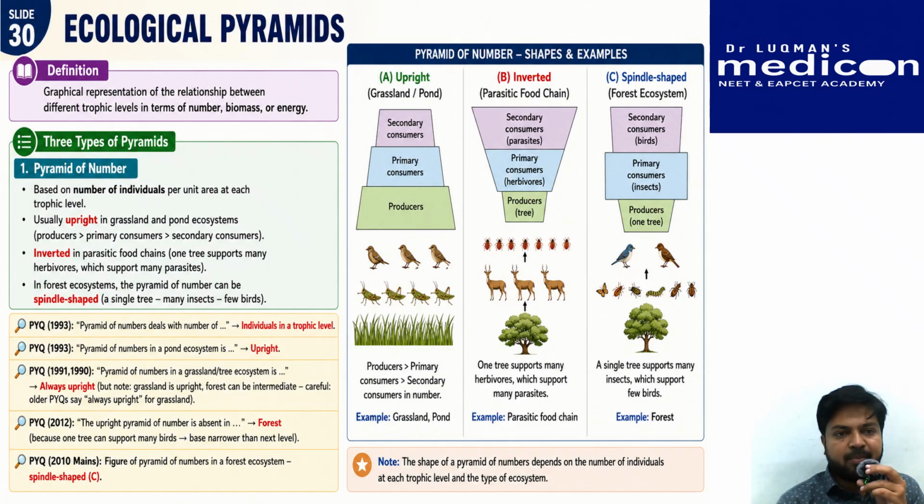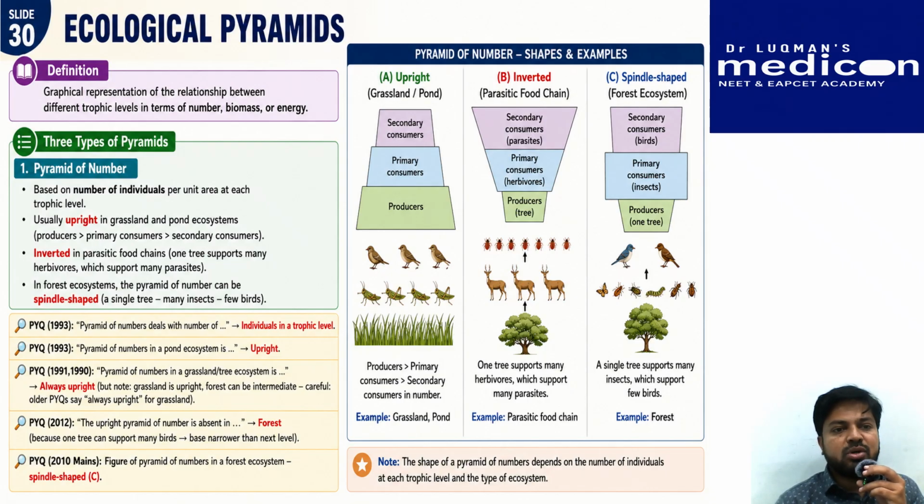What do you mean by upright? It means producers are higher in number compared to the primary consumers, and the primary consumers are higher in number compared to secondary consumers. But this number pyramid is inverted in parasitic food chains. It means one tree supports many herbivores which support many parasites.